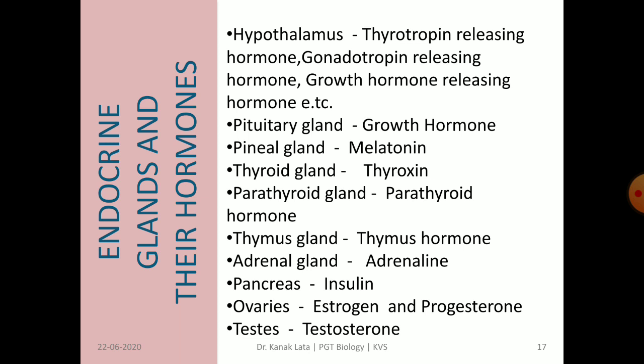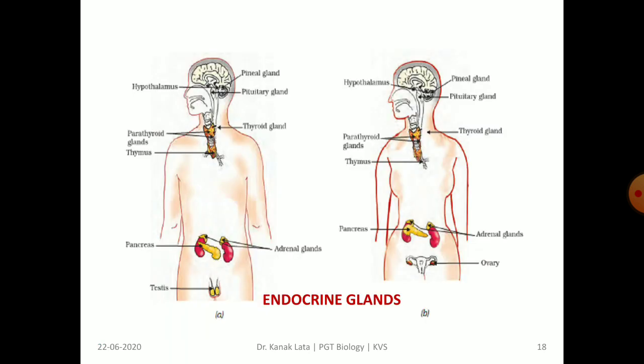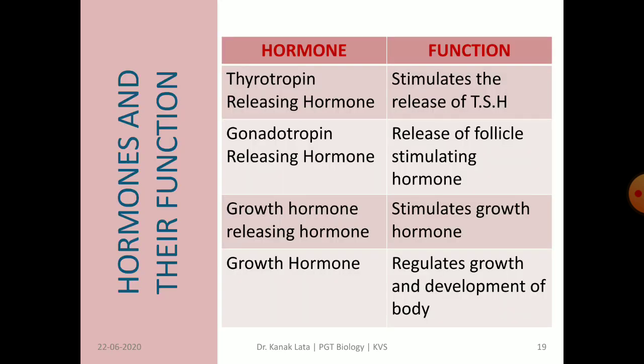So you have seen that there are different types of endocrine glands present in our body and they are responsible for secretion of different hormones. In the given figure, you may observe the different endocrine glands and their location in human male and female. Now the last topic of this session is hormones and their functions. It is nicely tabulated here.